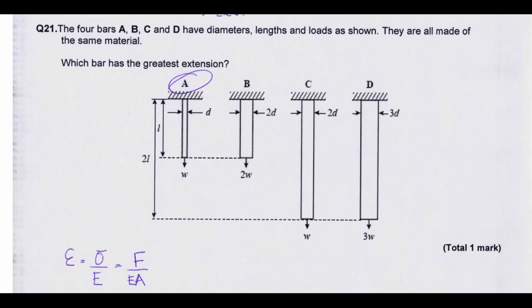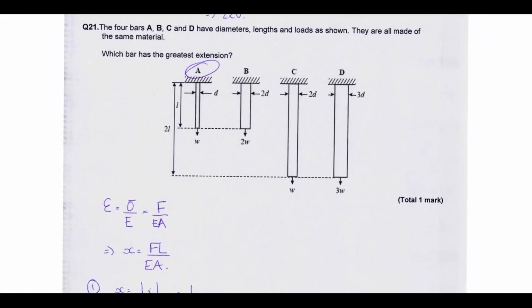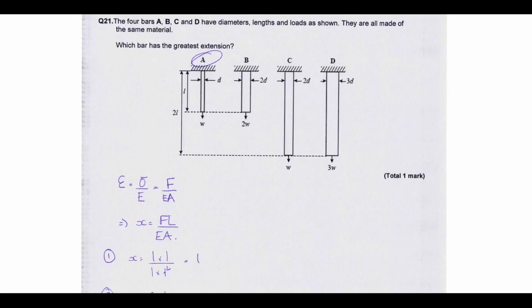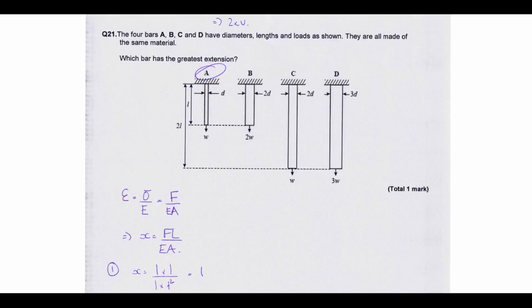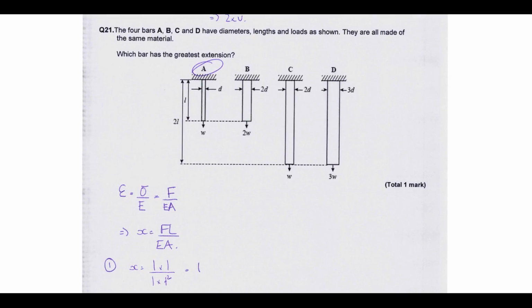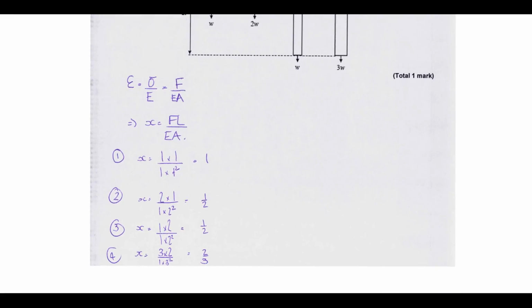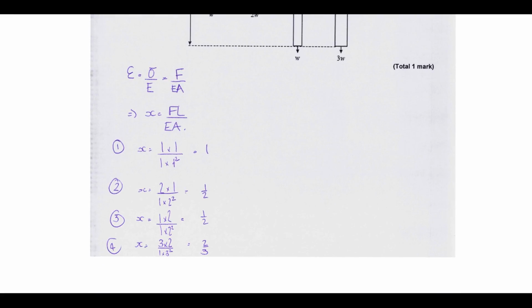The 4 bars A, B, C and D have diameters, lengths and loads shown, and they're all made from the same material. Which bar has the greatest extension? Because they're all made from the same material, they must have the same Young modulus. So I've got the equation to calculate the extension down here, and I've looked at what happens to each of the variables.